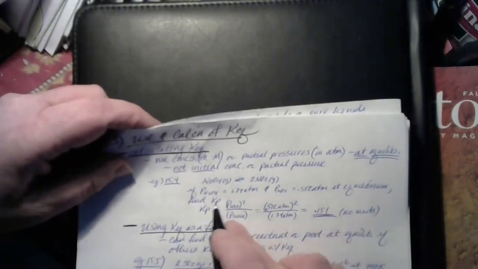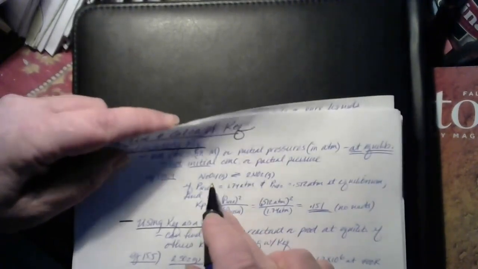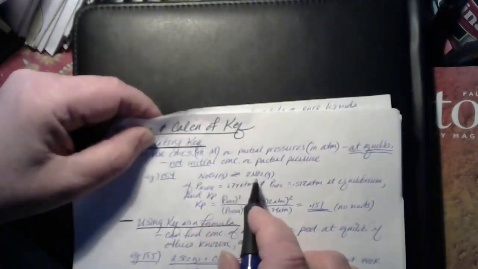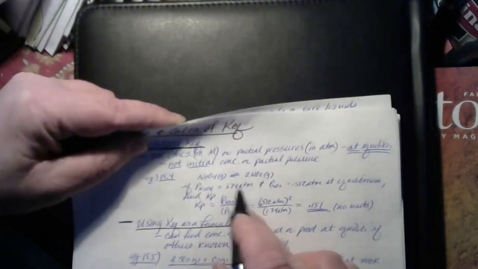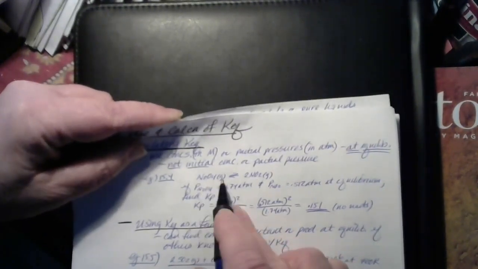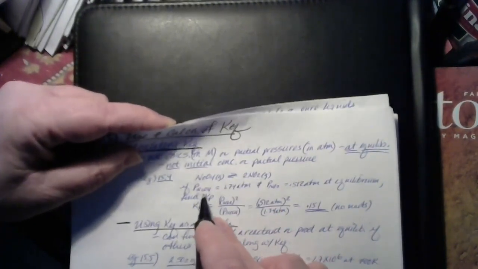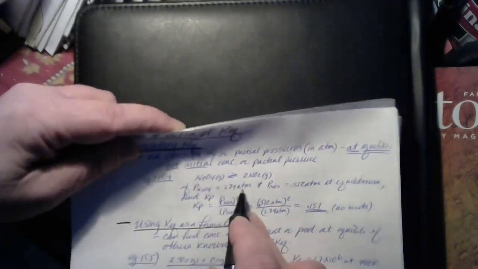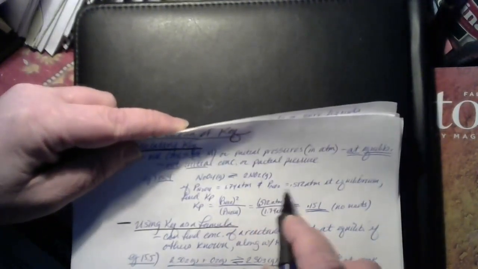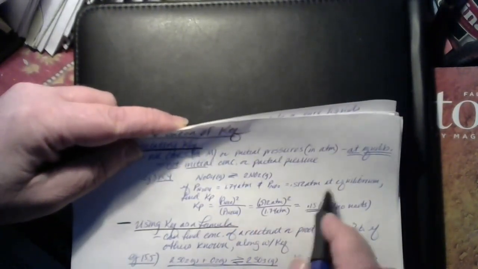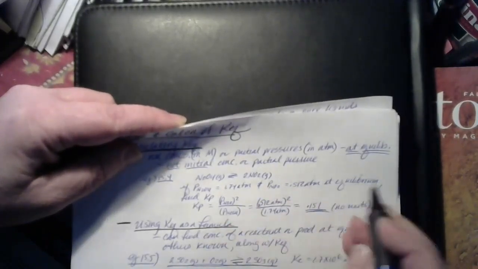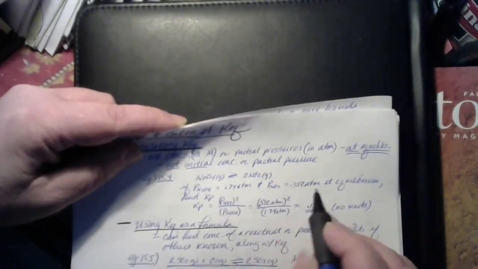get your number out. So a really easy example here is this equilibrium between N2O4 and NO2, where you have one N2O4 in equilibrium with two NO2s. If the pressure of N2O4 is 1.74 atmospheres and the pressure of NO2 is 0.512 atmospheres at equilibrium, then what would be Kp? Well, this is nice. You've already been given the equilibrium concentrations in terms of partial pressures, so you just stick them in the equation.